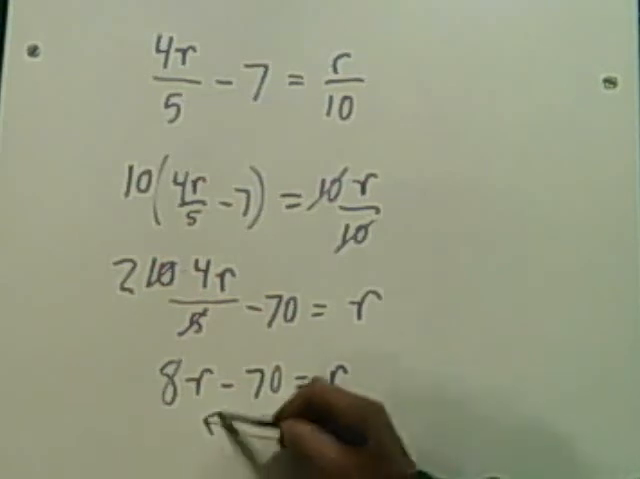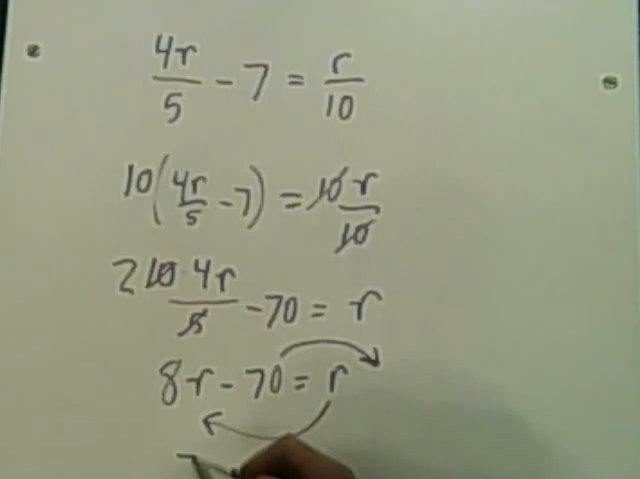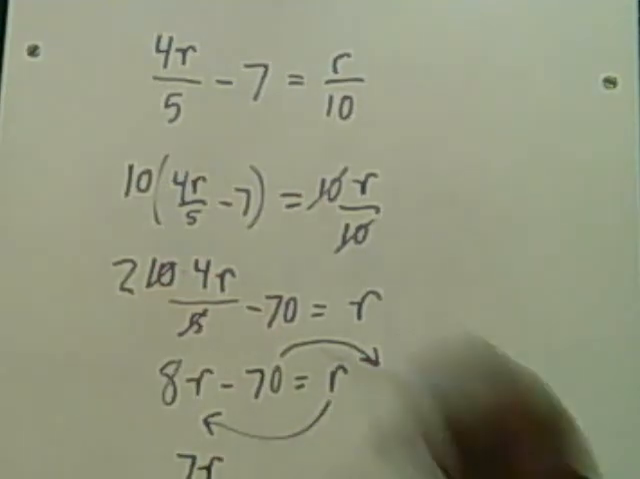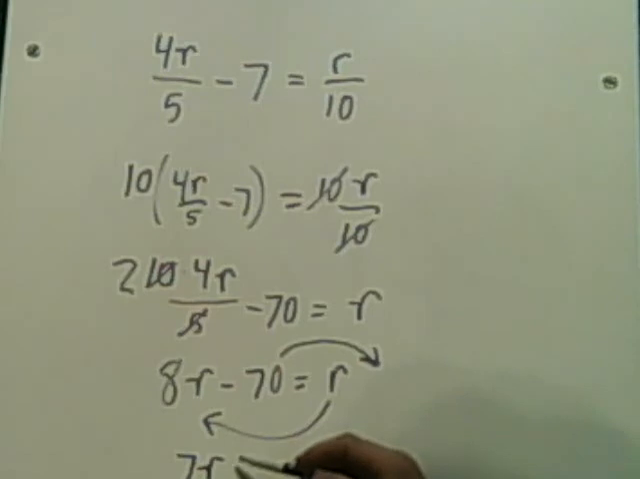Still want to get the r over to the other side. Get the 70 onto this side. That's going to be 7r. Oh, I'm getting right to the bottom. Okay, 7r equals 70.